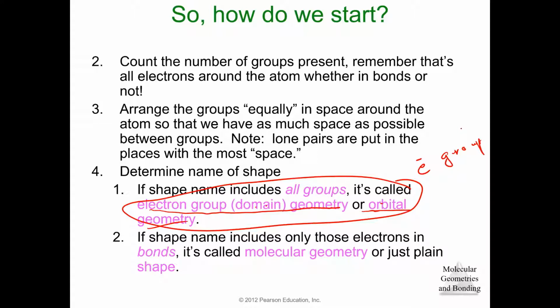An electron group can be a lone pair, double bond, remember? We just said that. Now shape, you are only looking at bonded atoms. For that shape, or what we call molecular geometry, this is shape. So you're looking at the shape.